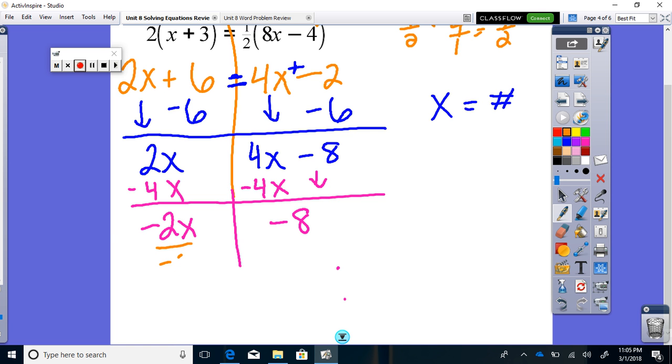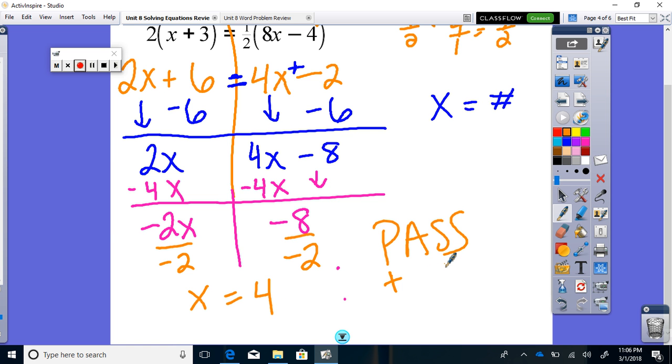So I have to divide by -2 on both sides. And -2 divided by -2 will be 1x. -8 divided by -2 will be a +4. Remember the pass rule. Positive answer when the signs are the same. So when you have a negative times a negative, or a positive times a positive, you always have a positive answer.